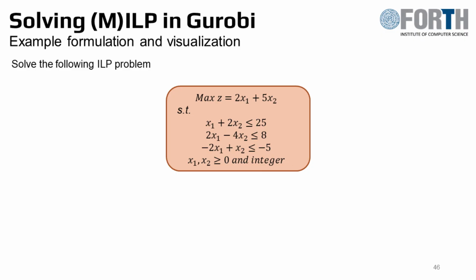To illustrate the modeling process, we consider the following integer linear program. We maximize z equals 2x1 plus 5x2, subject to x1 plus 2x2 less than or equal to 25, 2x1 minus 4x2 less than or equal to 8, minus 2x1 plus x2 less than or equal to minus 5, and both variables are non-negative integers. This example is simple enough to visualize graphically, yet rich enough to illustrate integer programming behavior.